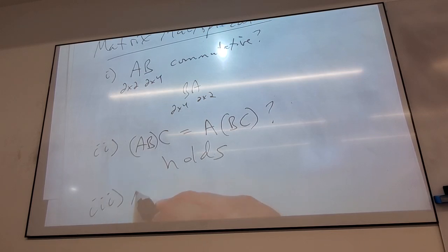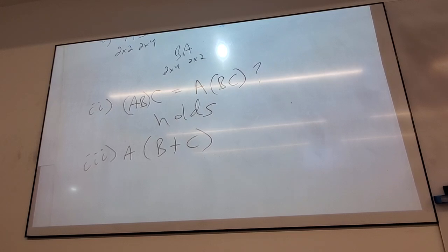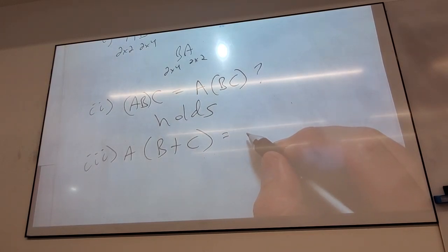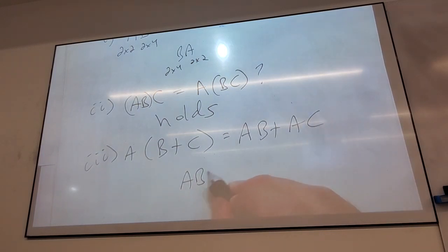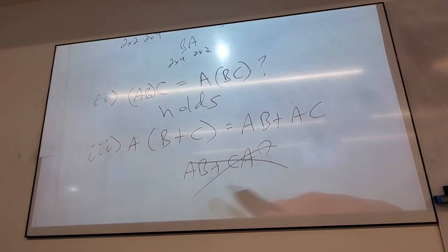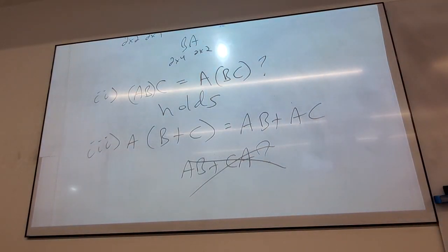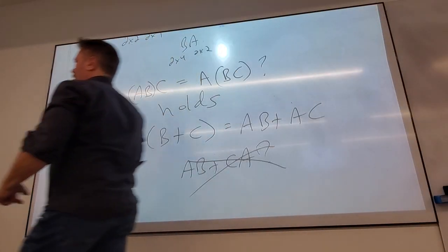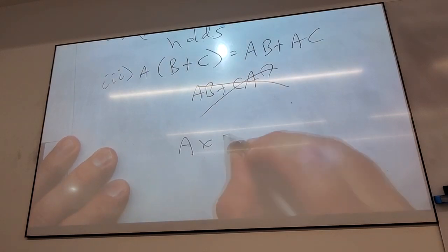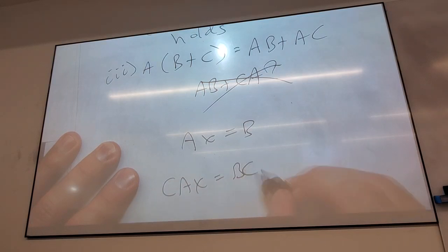And finally, what do you hope happens here? Here's the answer, yes. What if somebody wrote this? Nope. So in our future, we're going to have an equation like AX equals B, and we're going to multiply both sides by a matrix. For example, AX equals B, and maybe for some reason, I'm going to multiply both sides by C. So if I do this, is that okay?